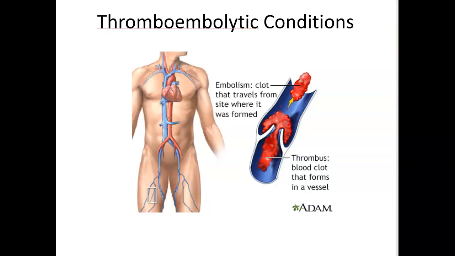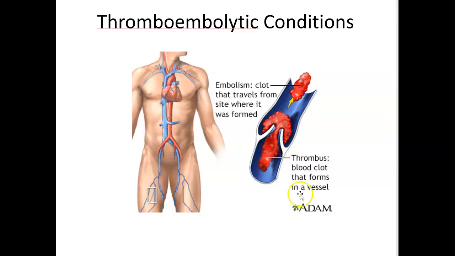Now we're going to talk about thromboembolic conditions, and this is when you form a clot when you're not supposed to. So a thrombus is a blood clot, but the concern is if you form a clot when you don't need one. It's critical that this happens anytime you damage a blood vessel and you get a bleed, because you need to plug up that hole. However, what if you form a clot when it's not supposed to be there?